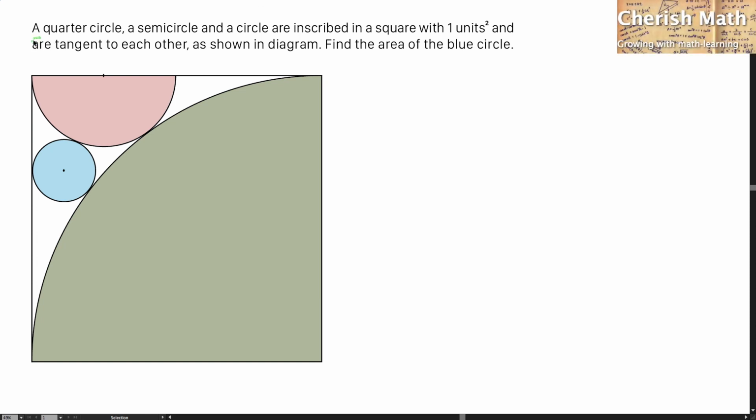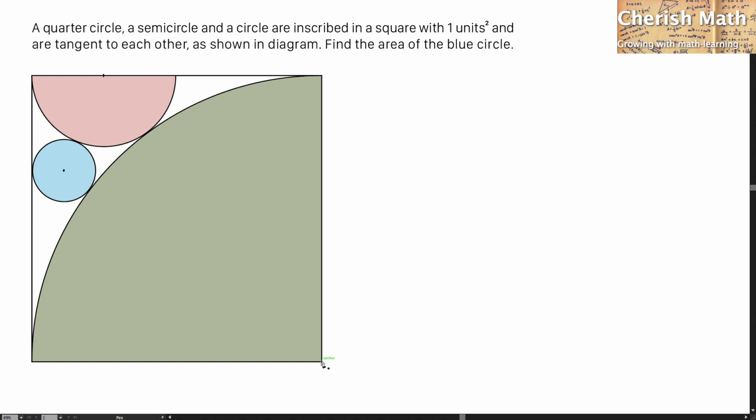This is the question. A quarter circle, a semicircle, and a circle are inscribed in a square with 1 unit square and are tangent to each other. As shown in the diagram, find the area of the blue circle.